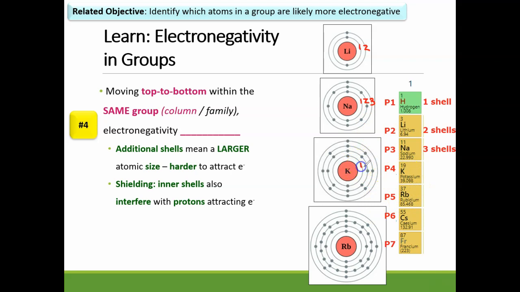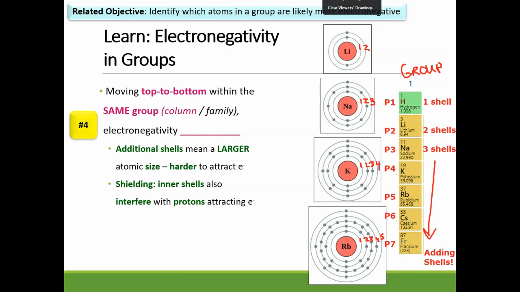Potassium is in period 4. It has 1, 2, 3, 4 shells. And rubidium is in period 5, and so it has 1, 2, 3, 4, 5. So within a group, right, so this is our group number 1, as you go from top to bottom, we can see that we're adding shells, okay? And the result is that we end up getting bigger and bigger, okay?